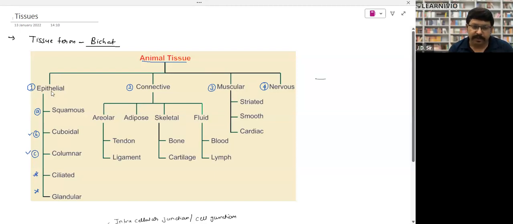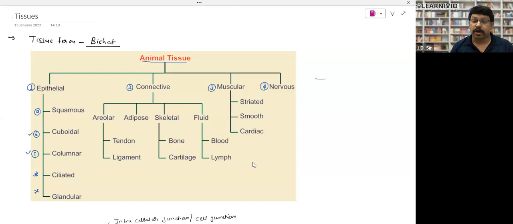So further, we divide epithelial tissue into three categories: squamous, cuboidal, and columnar. There are two more categories: ciliated and glandular. Look, ciliated or glandular tissues are basically modifications of cuboidal or columnar. If cuboidal tissue has cilia on its outer surface, we will call it what? Cuboidal ciliated tissue. If columnar tissue has developed cilia, we call that columnar ciliated.